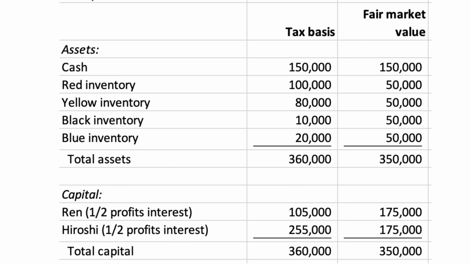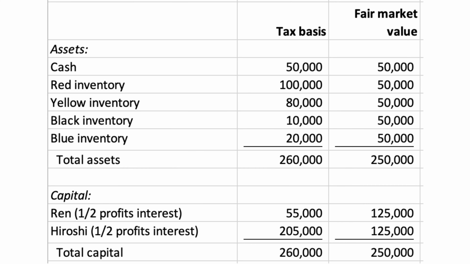The distribution is proportional because both partners receive a 50% total share of the inventory, even though the potential inventory gain is different for each partner. This is what the balance sheet looks like after the cash distribution. There is no gain to the partners because they both still have a positive basis in their partnership interest. Next, Wren takes a distribution of the red and yellow inventory.